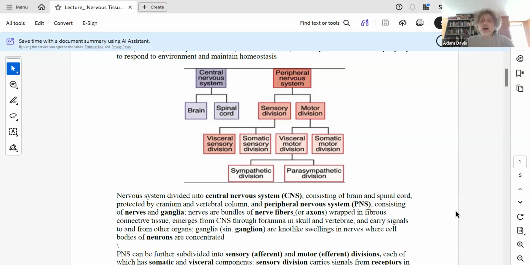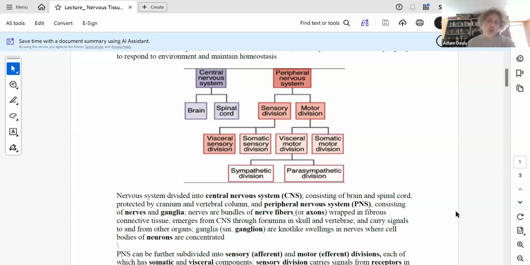Now, the motor division, like the sensory division, can be divided up further. We have a somatic motor division and we have a visceral motor division. The somatic motor division is responsible for handling all of your voluntary movements. The somatic motor division carries signals for all of your consciously chosen movements. In other words, it's carrying signals to your skeletal muscles, controlling all of your deliberately selected movements for actions.